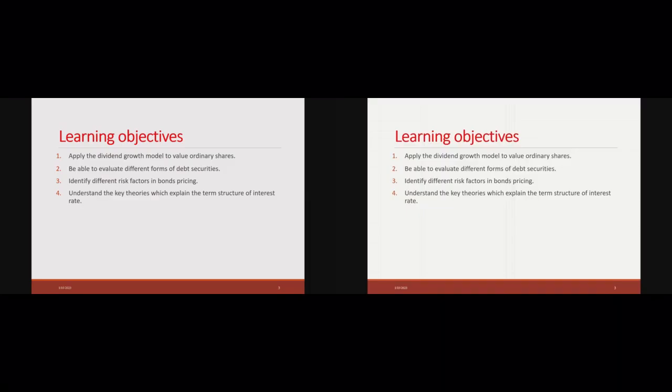Model to price the equity or evaluate equity. And also you need to know different forms of model to price the short-term bond and long-term bond. Okay. And the last point is about the term structure of the interest rate.